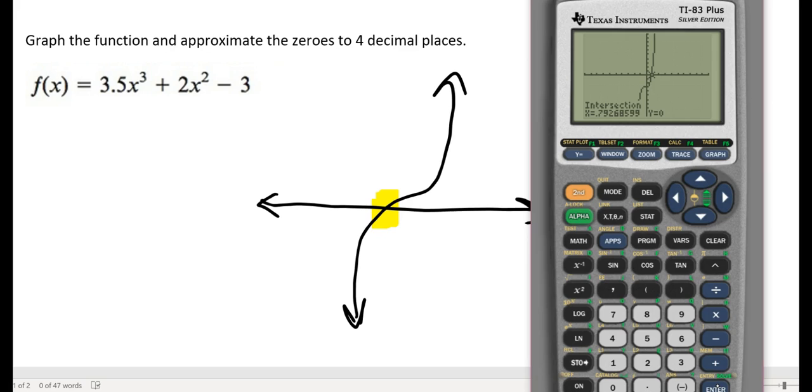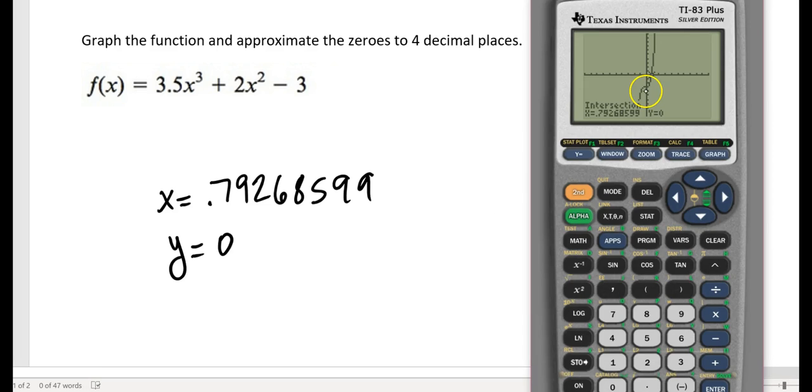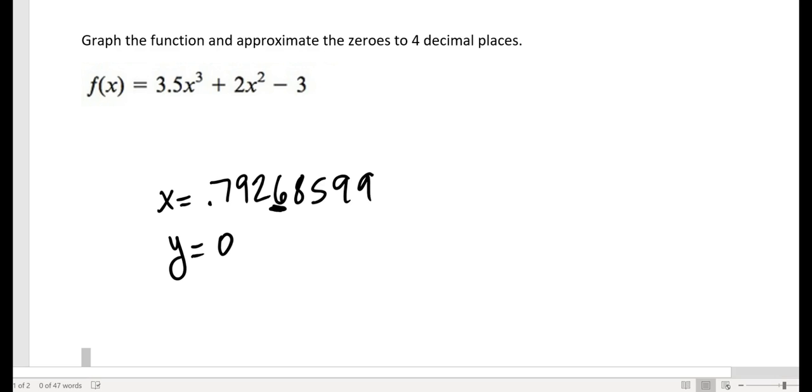If you notice, I hit 3 enters, and it gave me my intersection. So you can see we're intersecting when x is 0.7926859 and y is equal to 0. My zeros will always have y equal to 0. Now, the problem asks us to approximate to 4 decimal places, so let's just review rounding. When I want to round to 4 decimal places, I underline my 4th decimal place, and then I look at the one to the right of it. So I'm going to consider the one to the right of the decimal place I'm rounding to, which in our case is an 8.